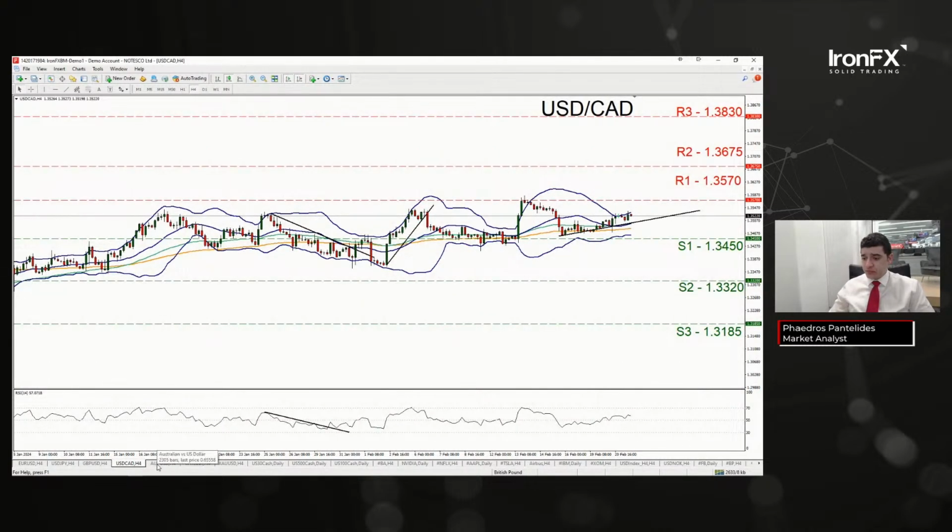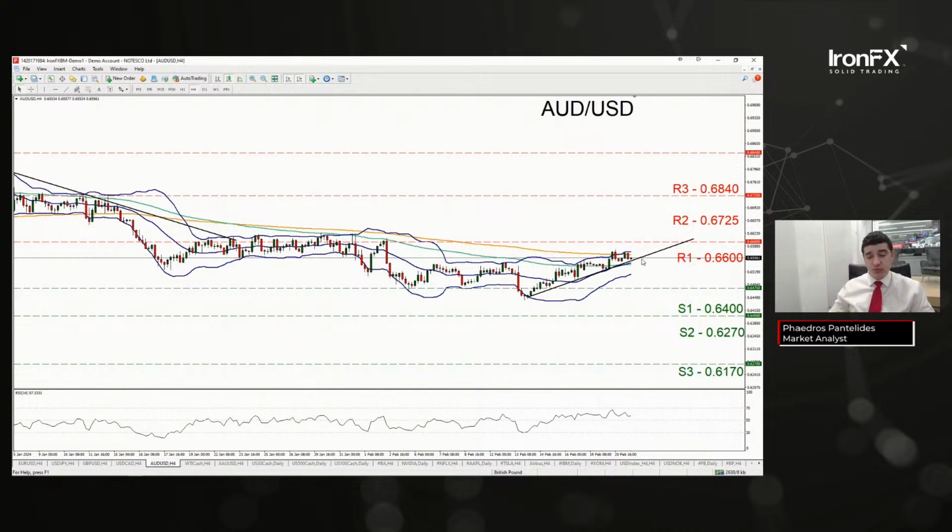Also note, Australia's PMI figures are due out tomorrow, so if they come in better than expected, that could potentially provide more support for the Australian dollar.